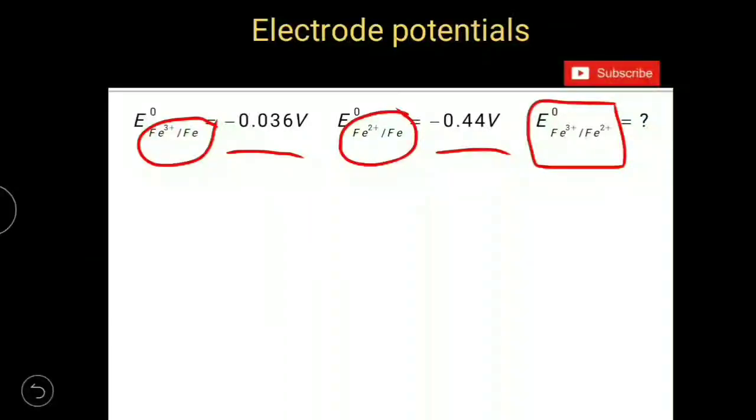If you see these reduction potential values, only three species are involved: Fe3+, Fe2+ and iron. All these species are of the same element but with different oxidation states. And if you consider the reduction reaction, Fe3+ got reduced into Fe2+ and it can be reduced into iron.